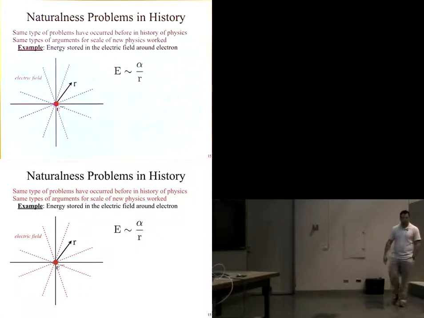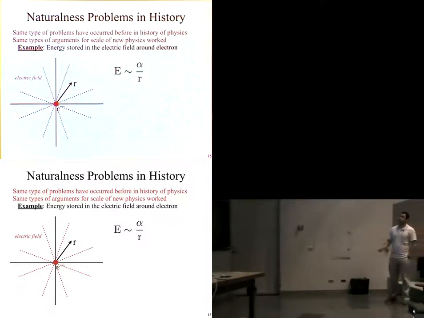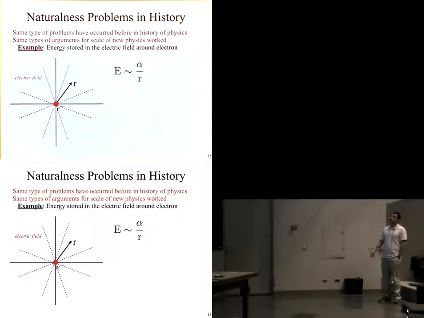Okay, so now these naturalness problems, there's actually a history of them in physics. There's many examples where this logic of fine tuning was needed. The same arguments of what scale should the new physics arise were made, and they were exactly correct. Okay, and so I'll just go over one of those here.